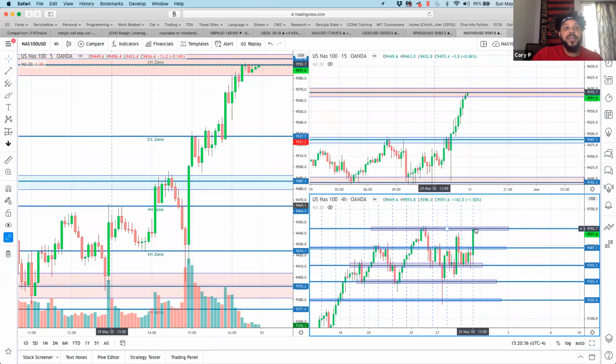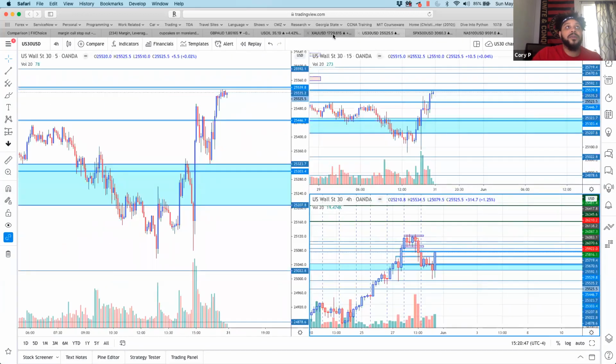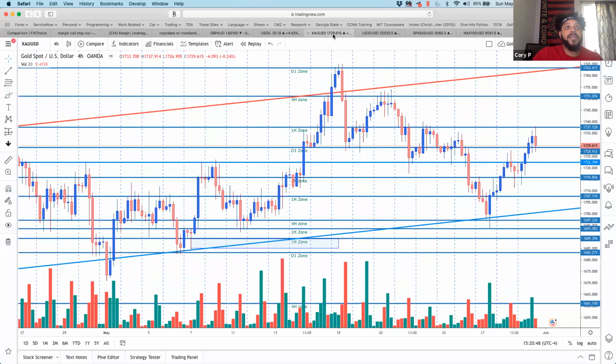And on NAS 100, you can see we're inside a consolidation right here. This will be the first time that it tested this zone. So maybe it fakes out, pushes back in. And if it does that, then we should see the rest of the indices do the same exact thing. So that's where the correlation between those two happens.